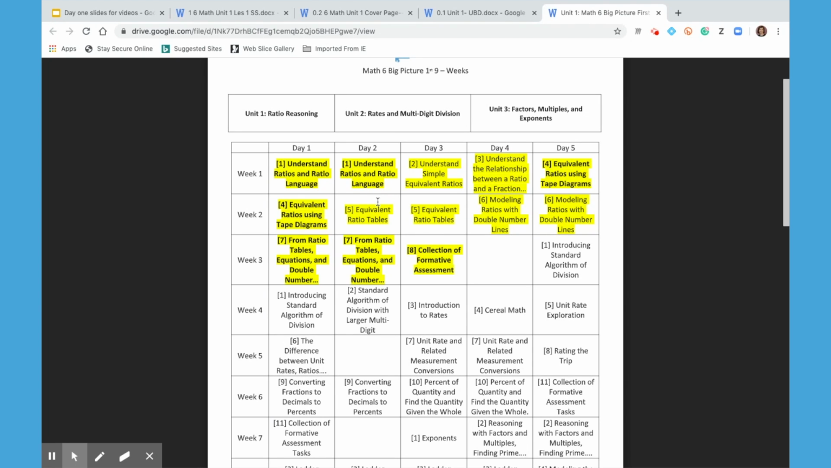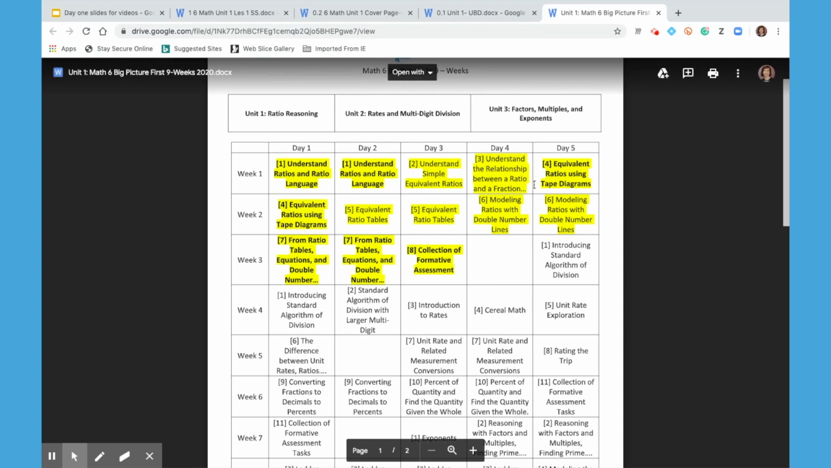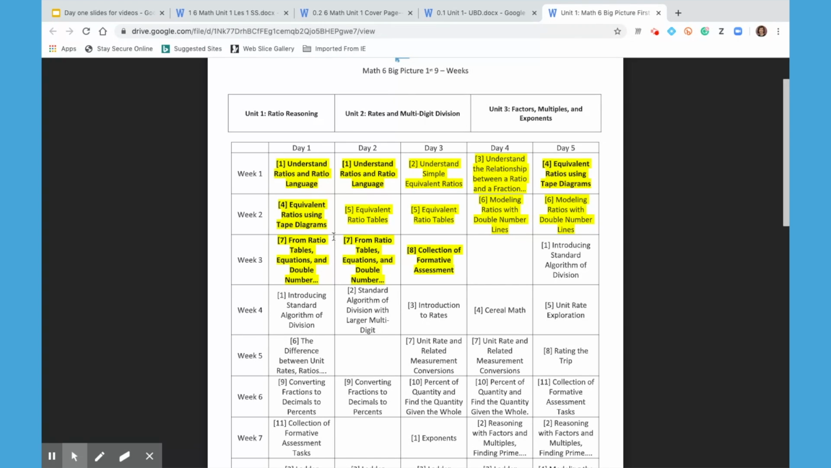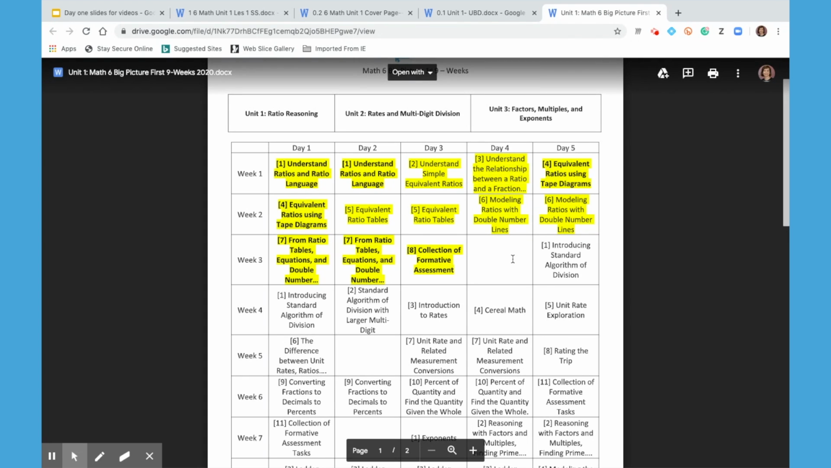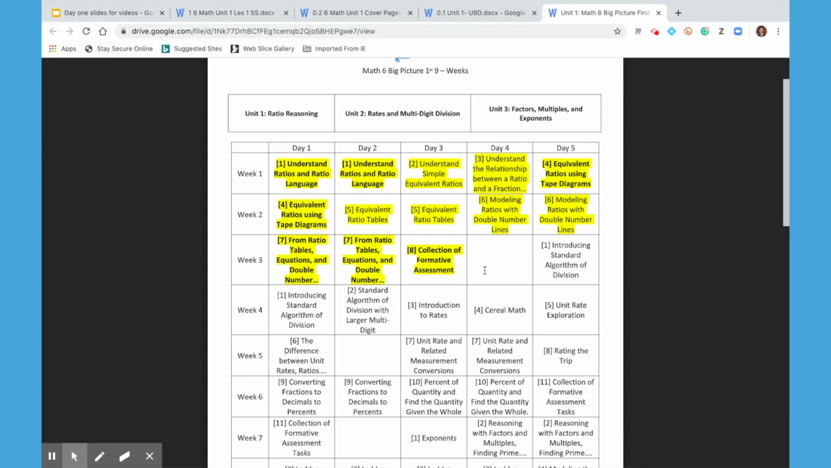The very first one is Understand Ratios and Ratio Language. It takes 2 days. And then there's others that are bolded. Those are also ones that we'll be working on today in training. If you notice there's a blank here, that stands for the assessment. So this unit actually goes for 14 days with 1 day for assessing at the end.